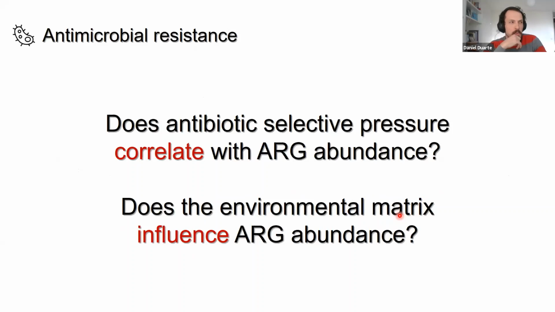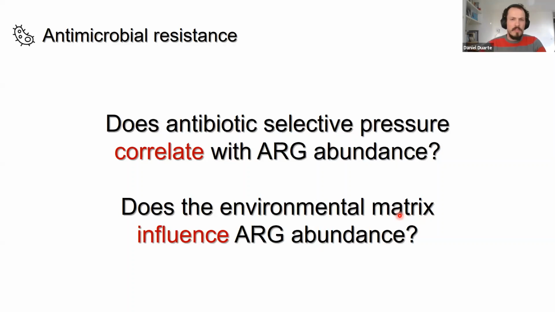Okay, all right. So again, 2 questions for this module. We asked ourselves if antibiotic selective pressure correlates with antibiotic resistant gene abundance, and does the environmental matrix also influence the antibiotic resistant gene abundance? So antibiotic selective pressure just relates to the fact that antibiotics can exert a selective pressure towards bacteria that possess genes that confer them resistance to those same antibiotics.